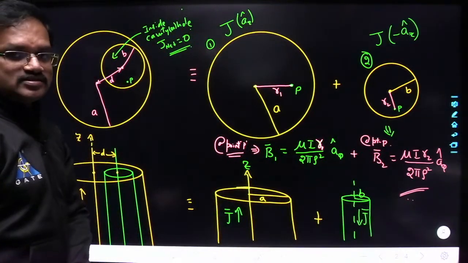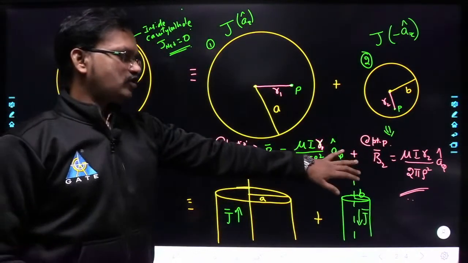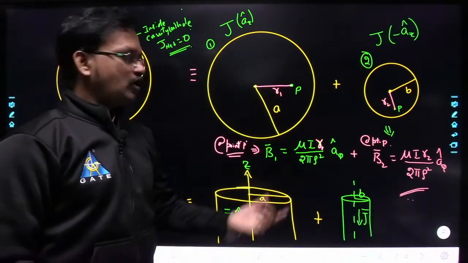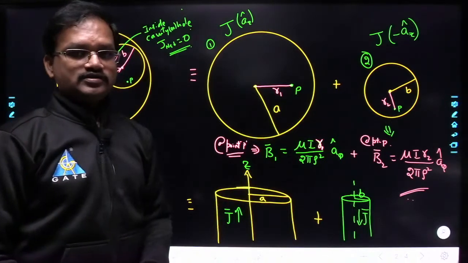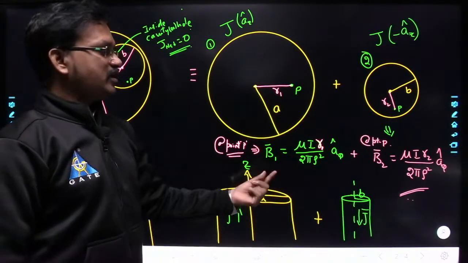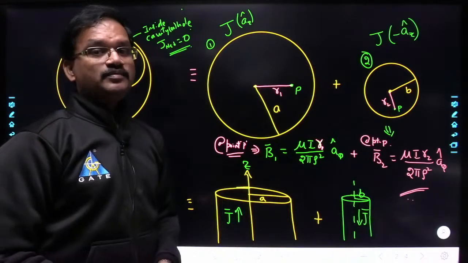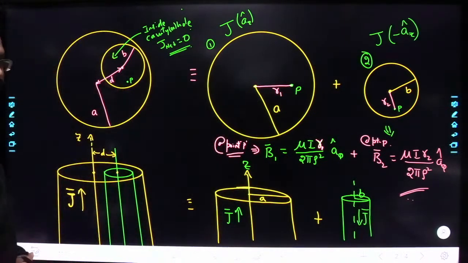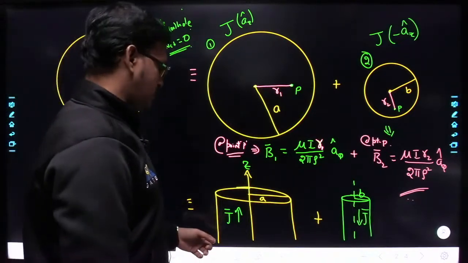Inside the cylindrical wire. So these expressions we know already, right? In order to get the net magnetic field, what you have to do? You just add up these two B fields. Then you are going to get the net magnetic field at point P, so that is inside the cavity. Understood? Okay.